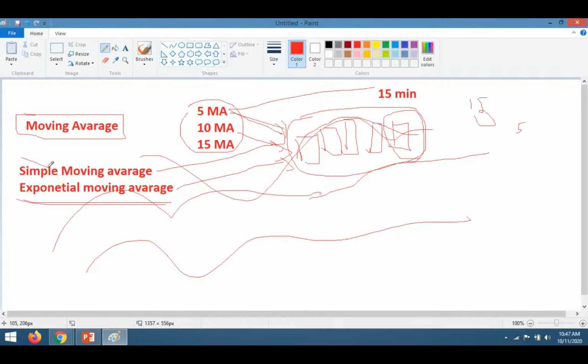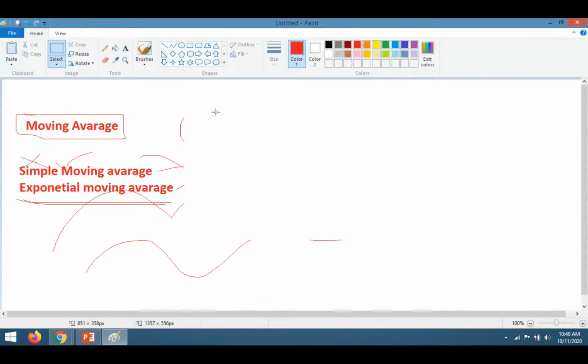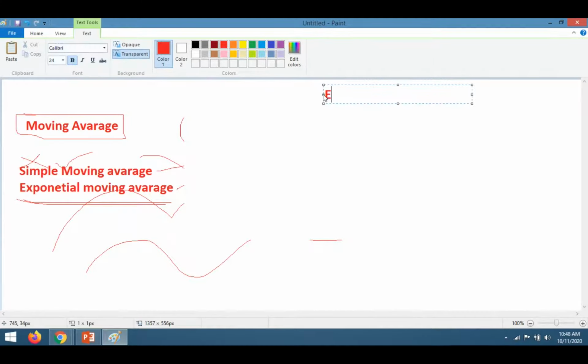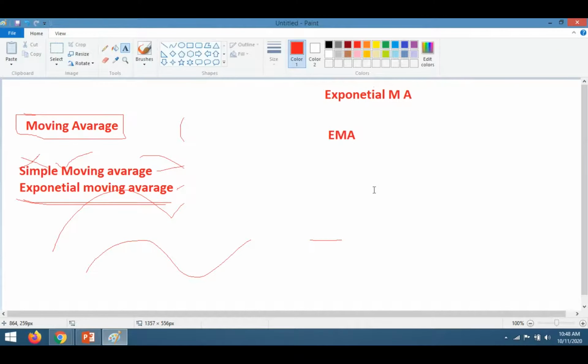So for now, you guys just delete this. Don't think about the simple moving average. We are not using the simple moving average, I'm just telling you for your information. We only use the exponential moving average, whose shortcut is EMA. I will go into the chart and show you how to add the exponential moving average, how to use that, and which value moving average you have to use.